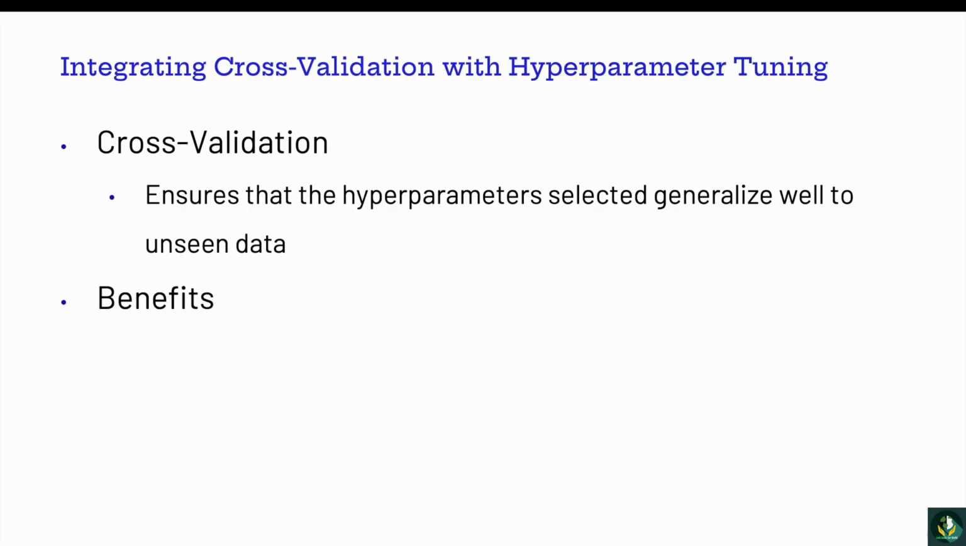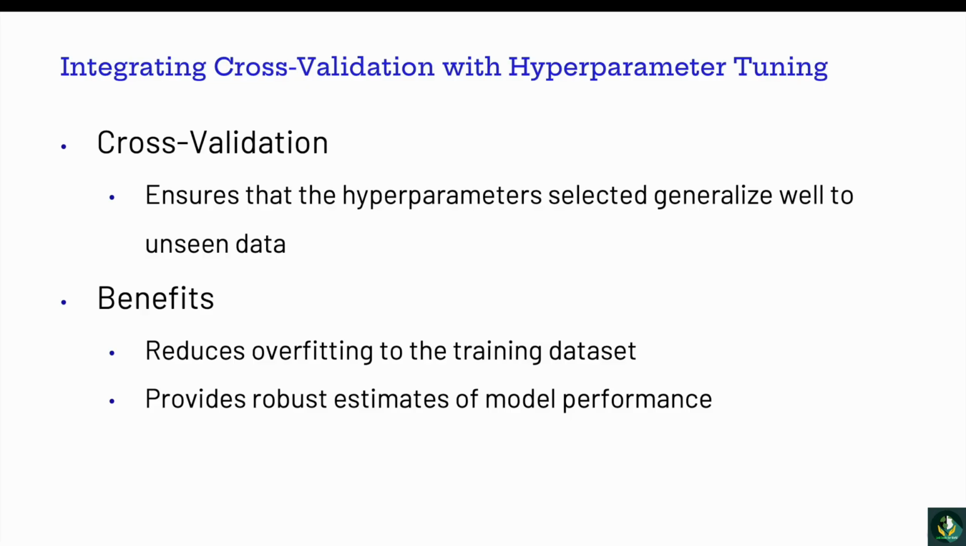Let's talk about how to integrate cross validation with hyperparameter tuning. First, cross validation ensures that the hyperparameters selected generalize well to unseen data. The benefits of this are that it reduces overfitting to the training dataset and it provides robust estimates of model performance.